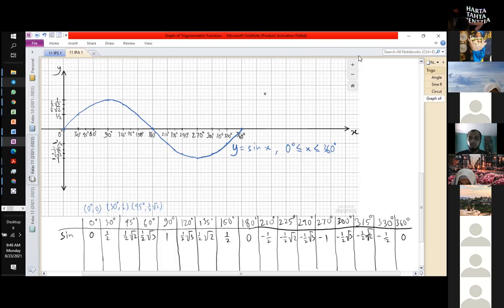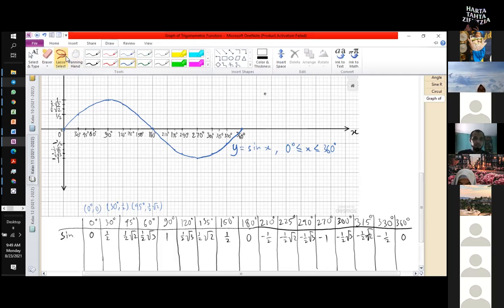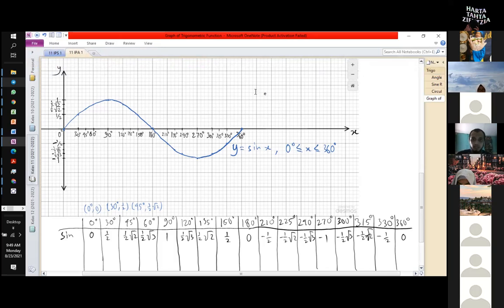Okay, before we continue, any question about the plotting? Yeah, you've done this before with other graphs, so I think it shouldn't be much problem. But if you are not sure about something, then please ask. Okay, nothing. Okay, then let's continue with the properties.